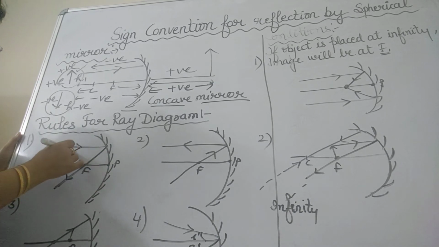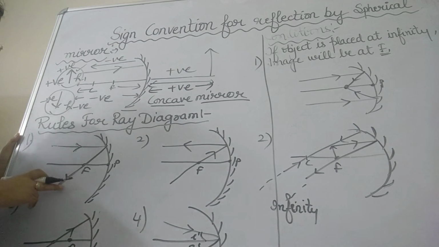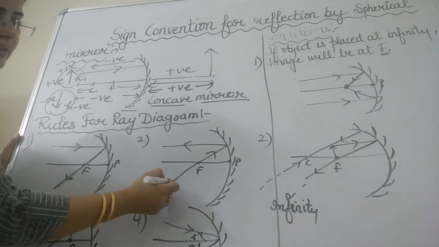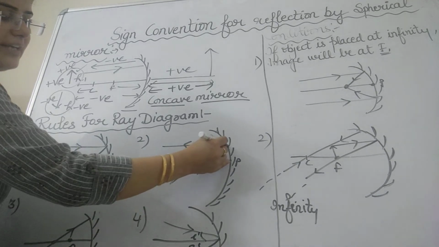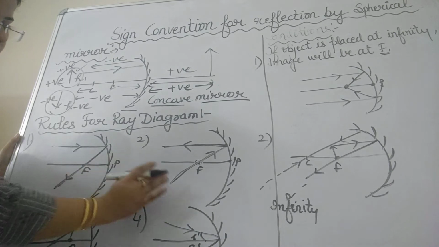These arrows are very important. These represent the direction of the ray. After that, the second rule is, when the ray of light is passing through the focus, then it will come out parallel. This is the reverse of the first rule.